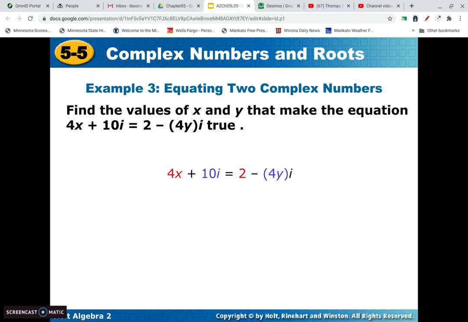Well, let's think about this. The red are the real numbers, so all we have to do is figure out that 4x equals 2. Well, x has to then equal a half. The blue are the imaginary numbers because they have the i's with them. So we just have to say, well, 10 has to equal -4y. And we can just set those equal to each other and we can solve.